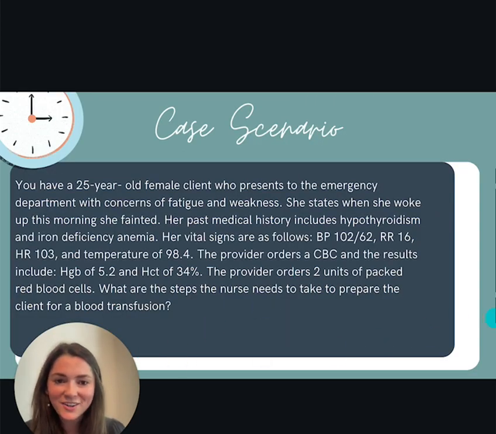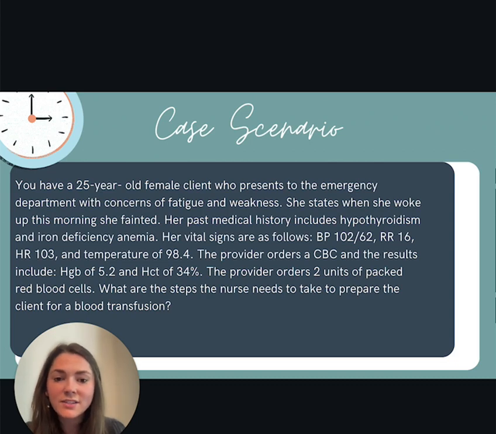Okay, let's tie this all together with a little case scenario. You have a 25-year-old female client who presents to the emergency department with concerns of fatigue and weakness. She states that when she woke up this morning, she fainted. Her past medical history includes hypothyroidism and iron deficiency anemia.